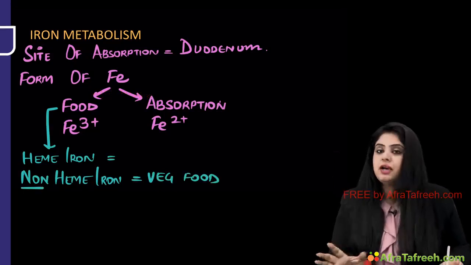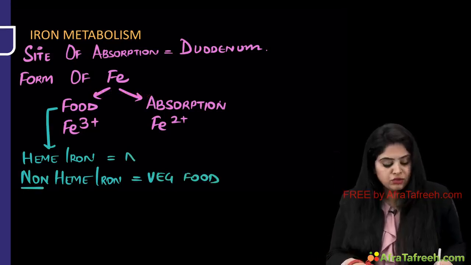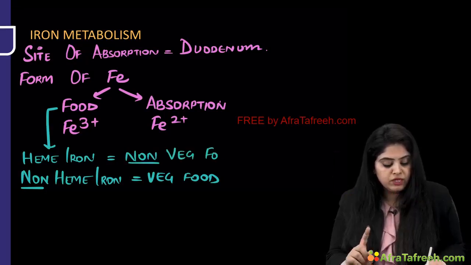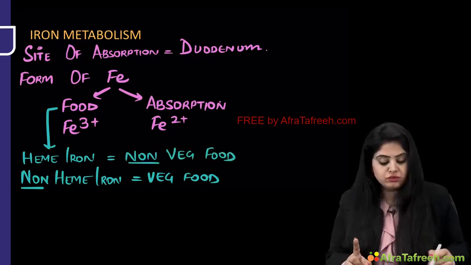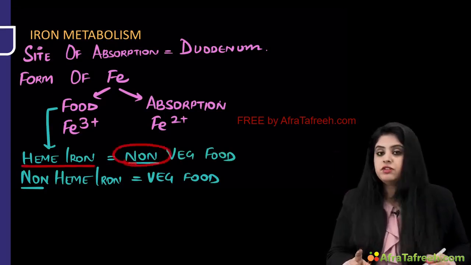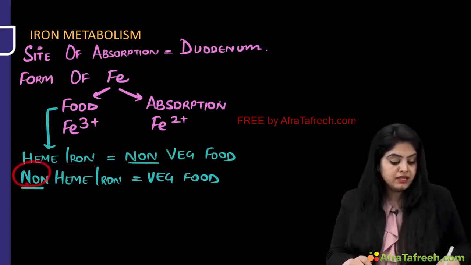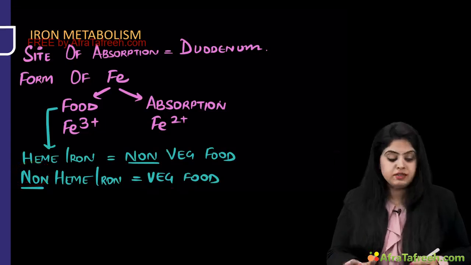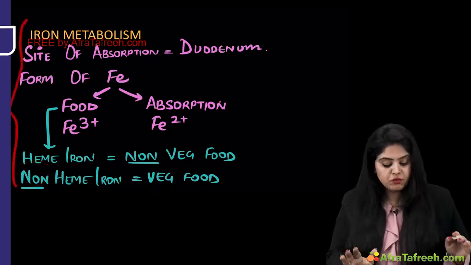And if there is heme iron, so far no 'non' has come, so now the 'non' can come. This is seen in non-veg food. So please remember, only one 'non' allowed in the story. If it is heme iron, then it is non-veg food. And if it is non-heme iron, then it is going to be vegetarian food. This is the basics of the iron forms that you have.